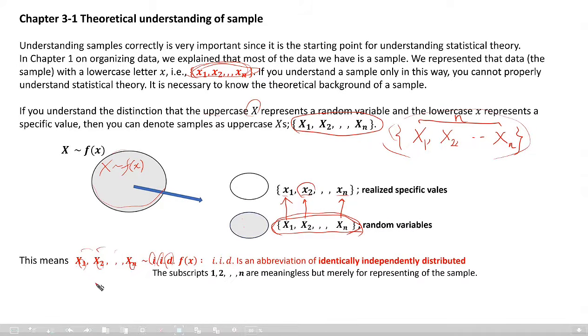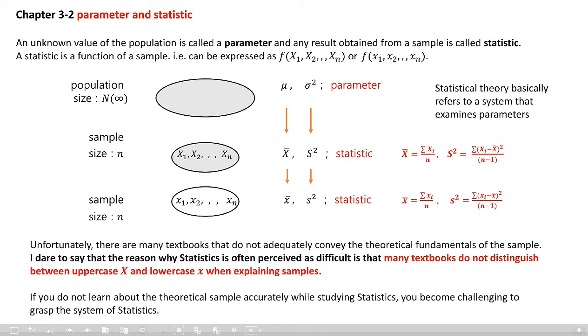That's why. So I said the subscripts 1 to n can be ignored, then X1 follows what? F of x. X2 follows f of x. Xn follows f of x. You understand that? This notation and the meaning of this line is important. Okay, next. Let's see again.